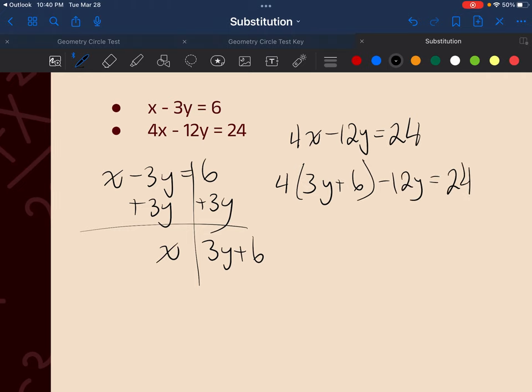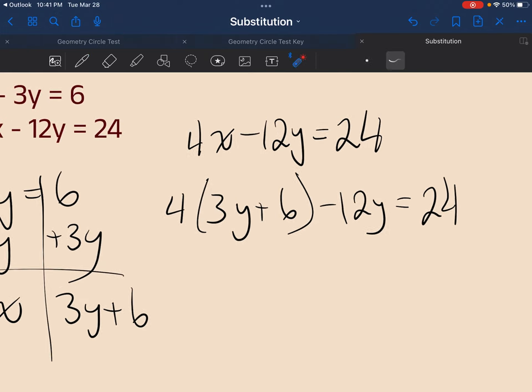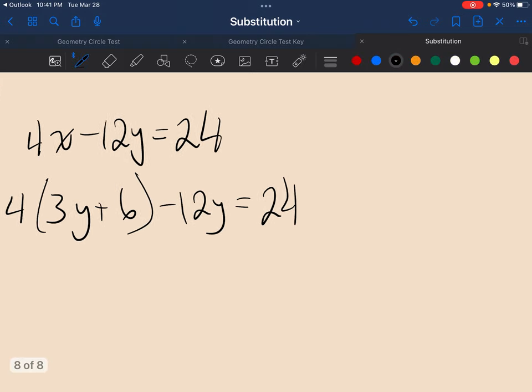Minus 12Y is equal to 24. Now, we haven't done this type of problem in a while. Let's see if you guys remember what to do. Anytime we have a number outside of a parentheses and 2 numbers inside, what do we have to do? So we're going to do distributive property. You guys might remember it as box method or arrow method.